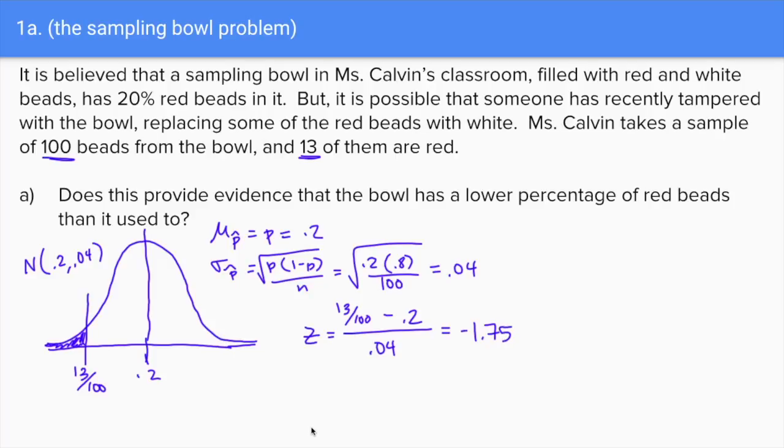Now I'm going to look on a z-table or use normal CDF in my calculator to find that probability, which comes out to 0.0401. And we call that probability the p-value. So now we're ready to go ahead and make our conclusion. And our conclusion is going to be based on that probability that we just found.